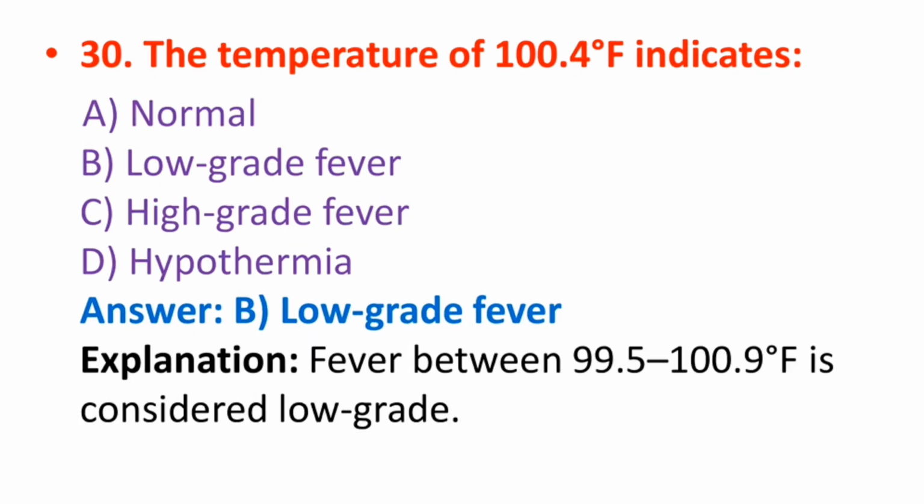A temperature of 100.4 degrees Fahrenheit indicates: option A, normal; option B, low grade fever; option C, high grade fever; option D, hypothermia. The correct answer is option B, low grade fever. Fever between 99.5 and 100.9 degrees Fahrenheit is considered low grade fever.